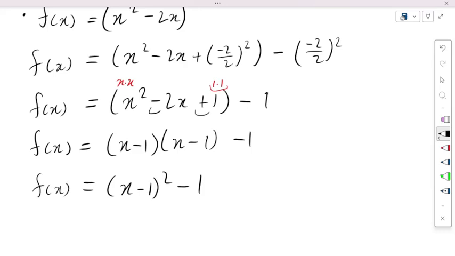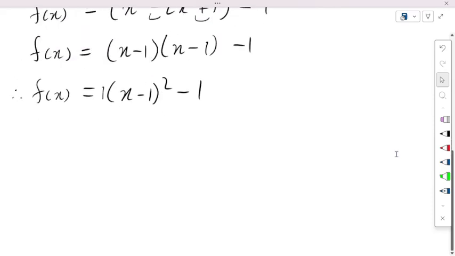We just completed the square and put it in turning point form, where we have the a value being equal to 1, our p value, which is -1, and our q value, which is equal to -1. So we can just sketch it as follows.